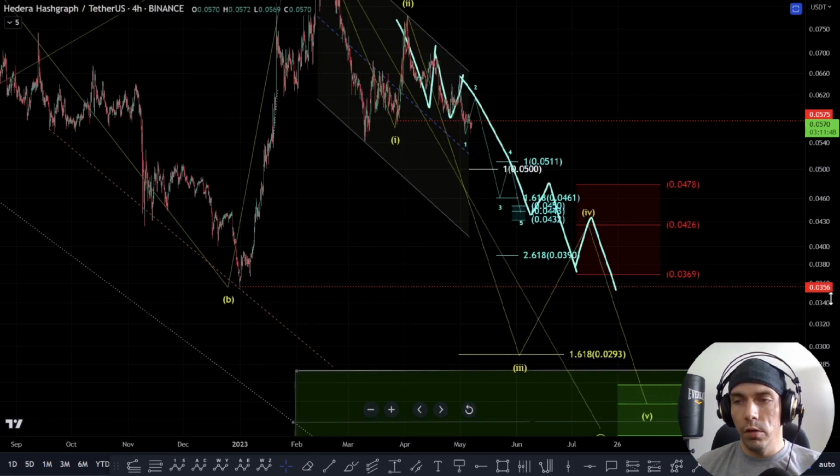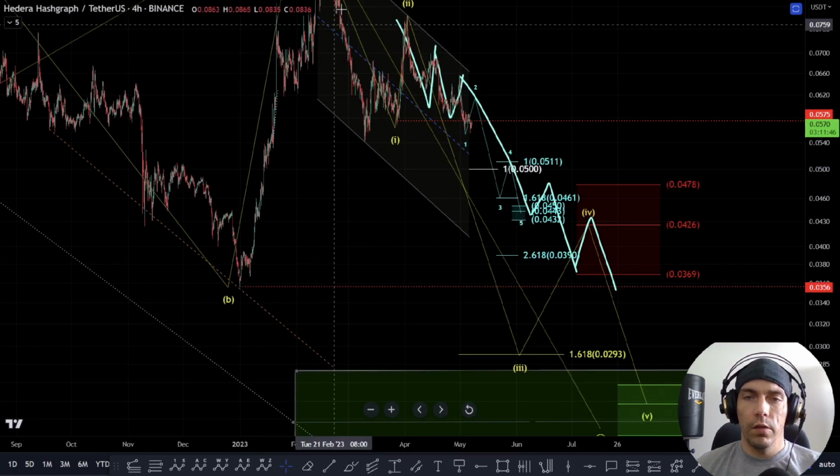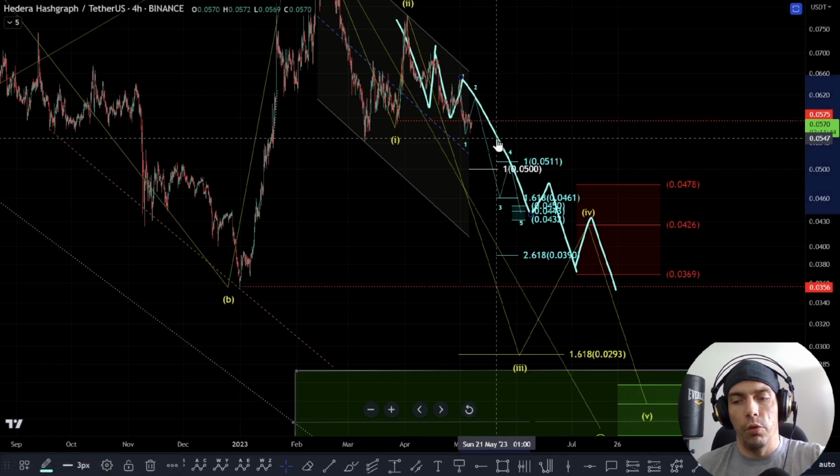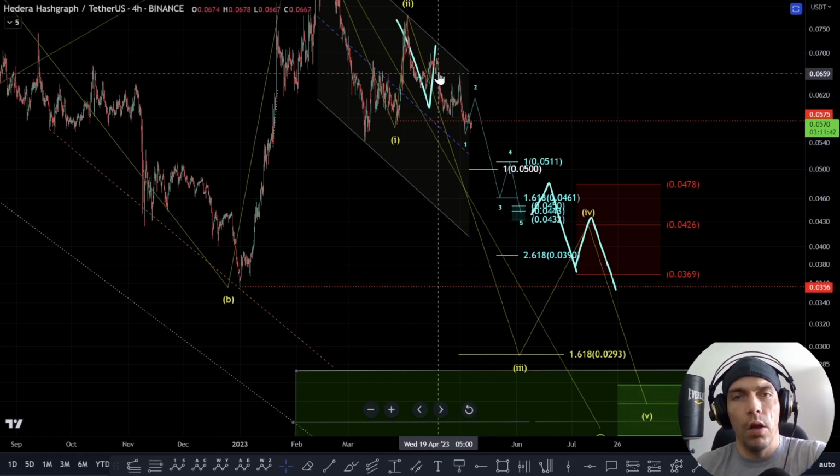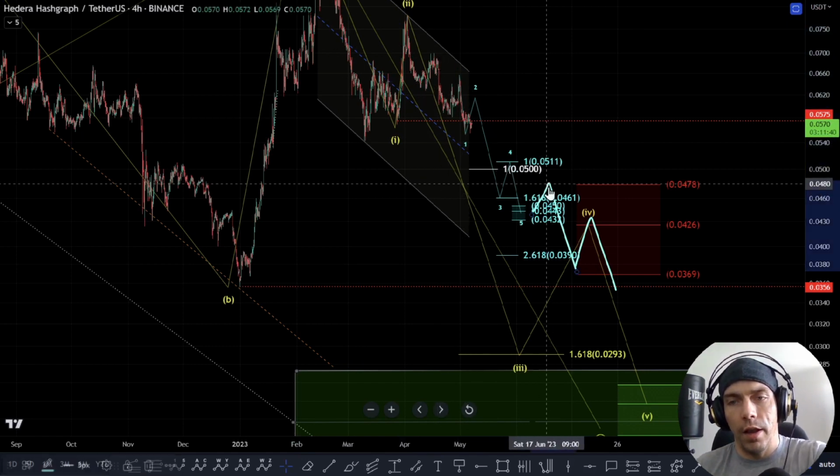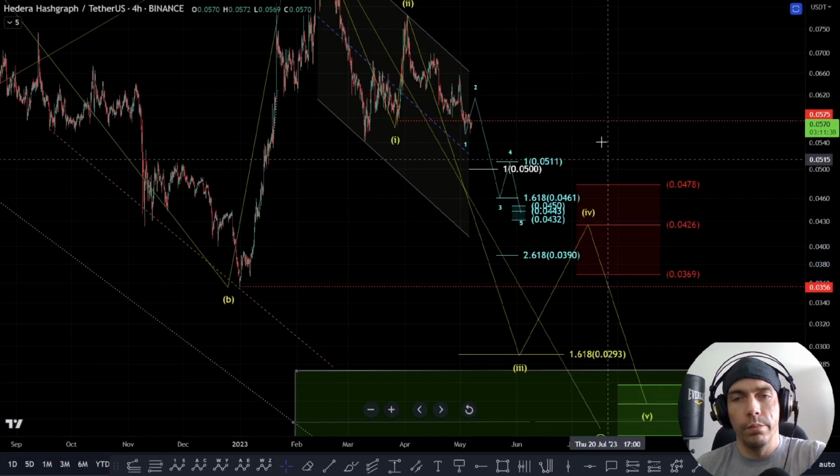But like I said, as long as we hold this 0.356, we can still potentially look for an additional push to the upside. So we're going to have to just take it one step at a time and see exactly how these moves develop. Okay, so I'm going to leave the video there.